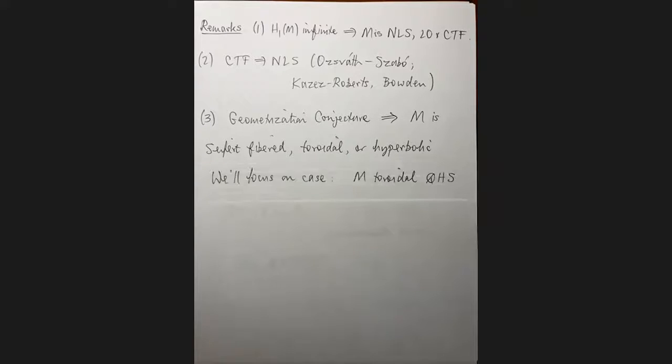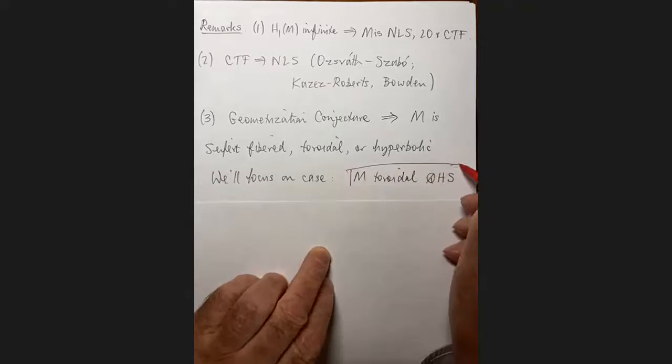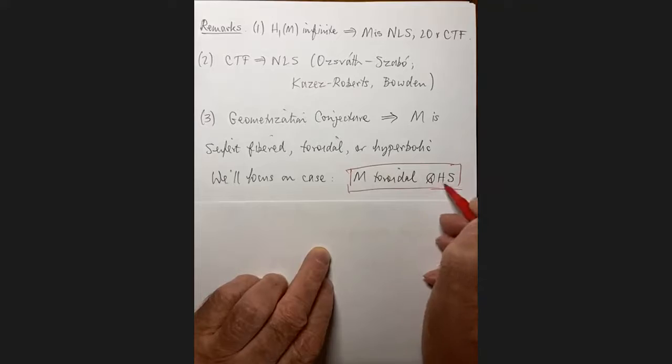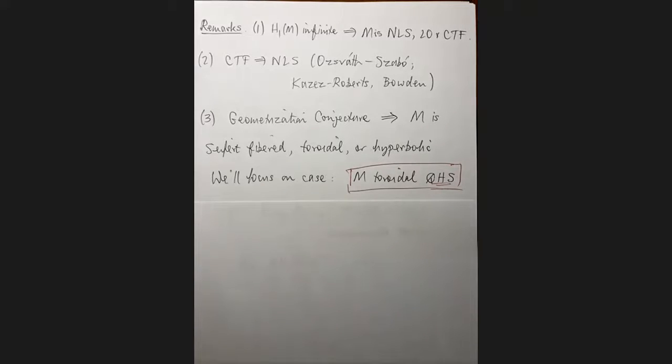Finally, let me remind you that the geometrization conjecture says that a manifold of the type I was talking about is either Seifert fibered, or it contains an incompressible torus, or it's hyperbolic. And so we're going to focus on the case when you're toroidal, and we obviously assume that you're a rational homology sphere. I'm going to mention some results that we prove in this context, including the one in the title, and say a little bit about the proofs. Steve will give many more details.